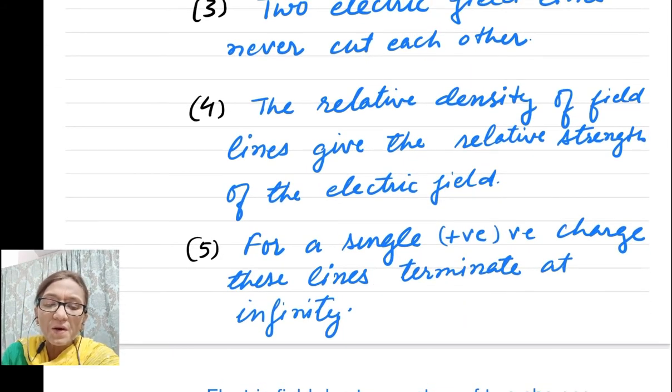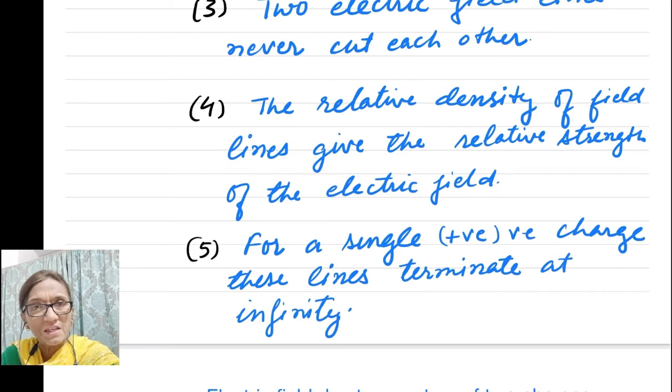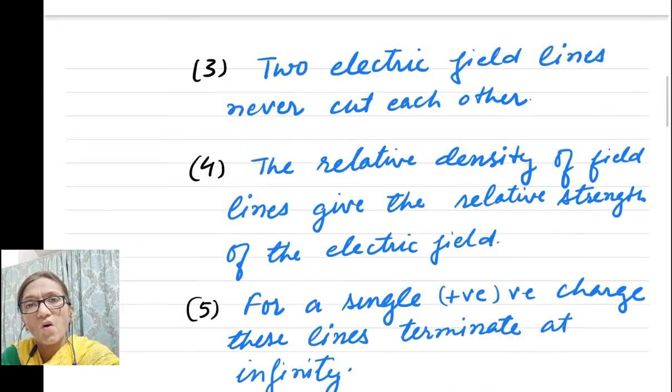So next property of field lines. Initially we are just learning the properties of these field lines. So the relative density of the field lines gives the relative strength of electric field.